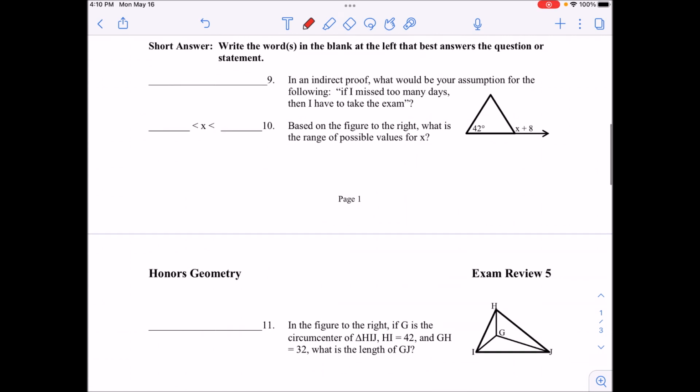Number 9, in an indirect proof, what would be your assumption for the following? If I missed too many days, then I have to take the exam. The assumption is always going to be the opposite of my conclusion. So my conclusion in this is I have to take the exam. So my assumption would be that I do not have to take the exam.